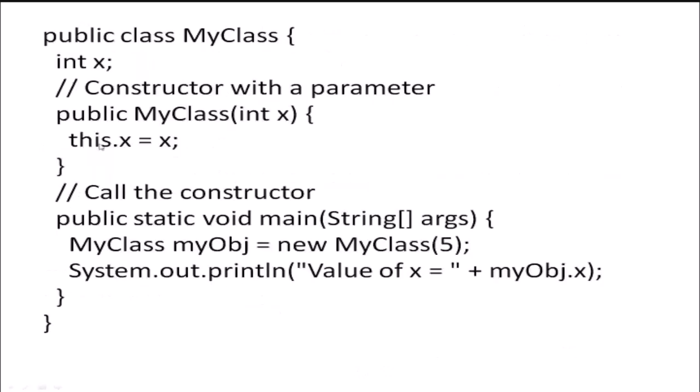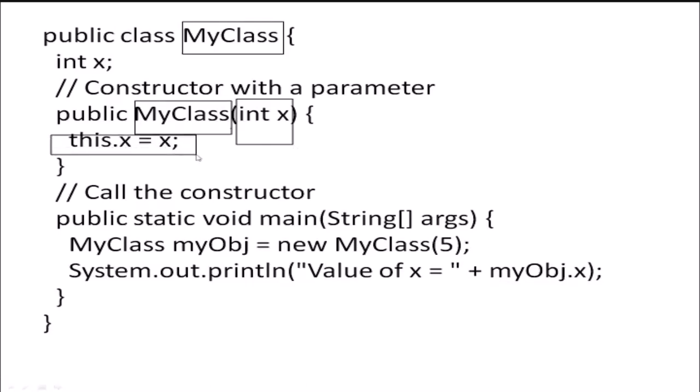So here we are using a class my class with int x, which is a constructor parameter. The class name is my class. Here we have declared a constructor with a parameter. My class is a constructor. So here we have created a parameter x. Now what we are going to do is this dot x equal to x.